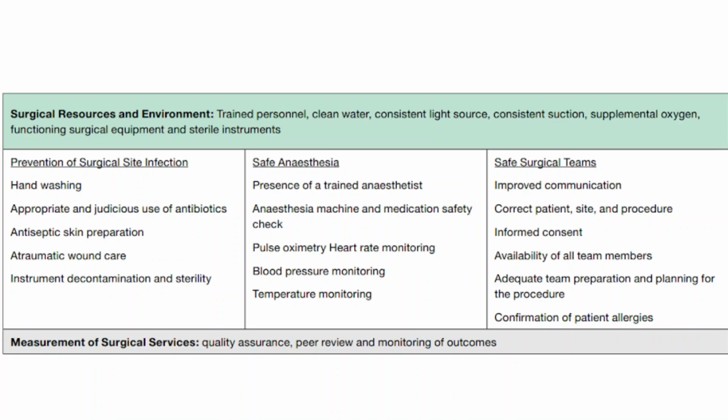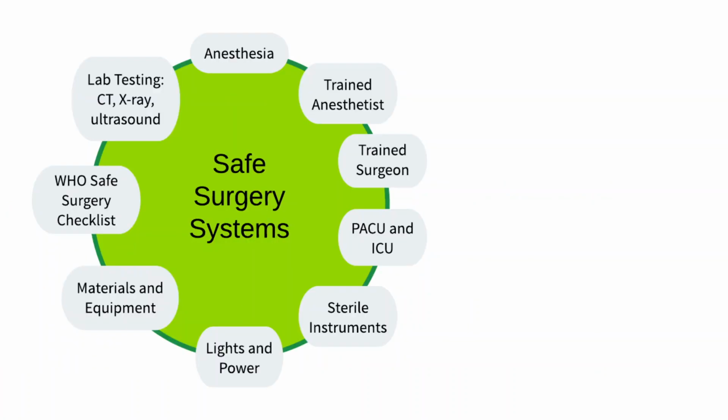Surgical resources and environment: trained personnel, clean water, consistent light source, consistent suction, supplemental oxygen, functioning surgical equipment, and sterile instruments. These are the basic requirements of the surgery. Of course, it is the same presented in a different manner.